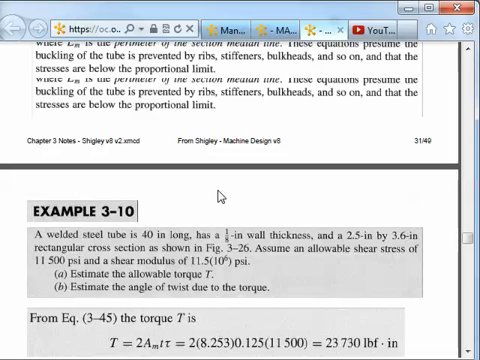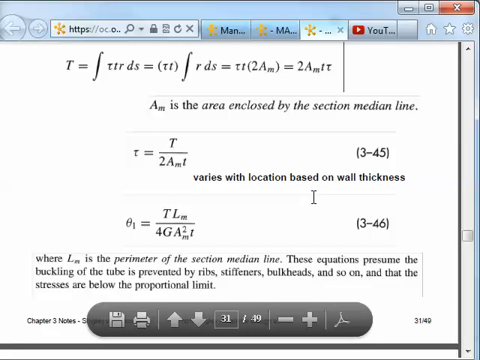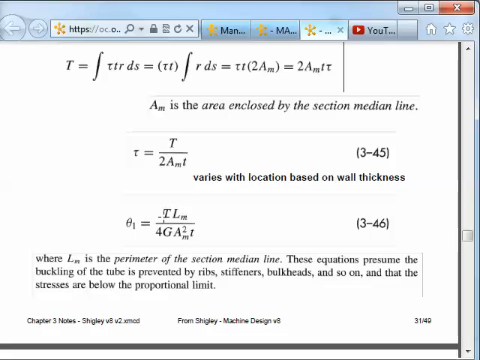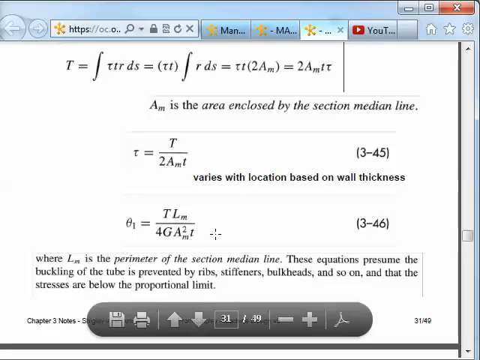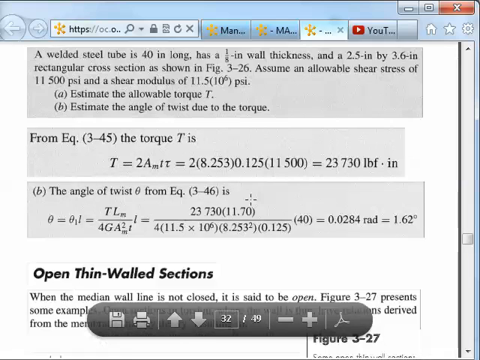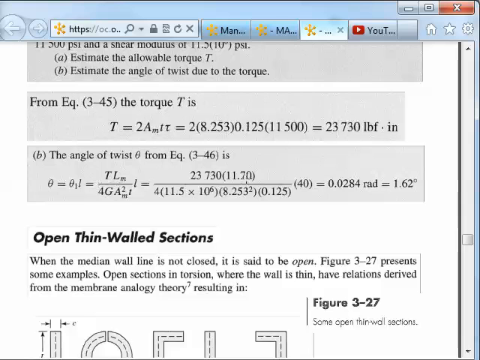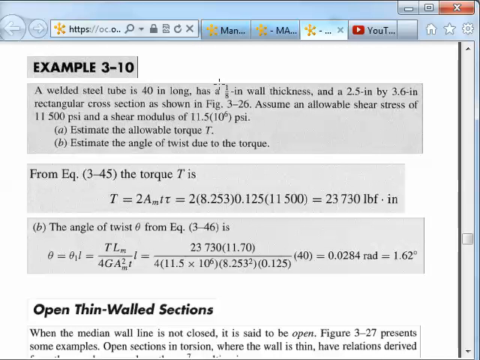Then what's the angle of twist? And our formula from the previous page was our angle of twist is the torque times the length of the shaft times 4 times G times that same area times the allowable shear stress. Here's our torque, our length of 11.7. What were we given in the length? Were we given 11.7? 40 inches.